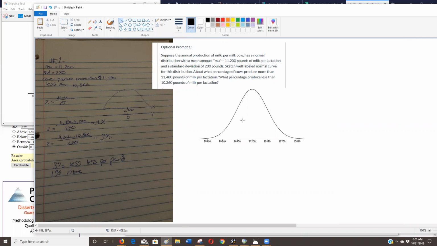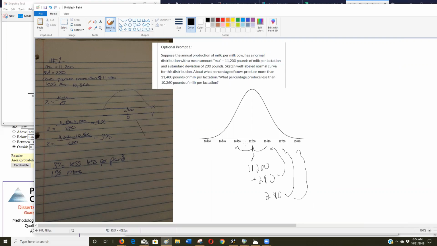What we do is we put the mean in the middle, and you did that. But then you're going to label the 68, 95, 99.7 rule cutoffs. So what I did is I took 11,200, I added the standard deviation of 280, and that's where that number came from. Then I added 280 again, so that's 2 standard deviations above. And then I did that again for the third standard deviation.